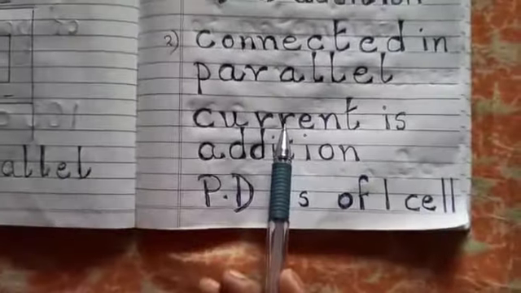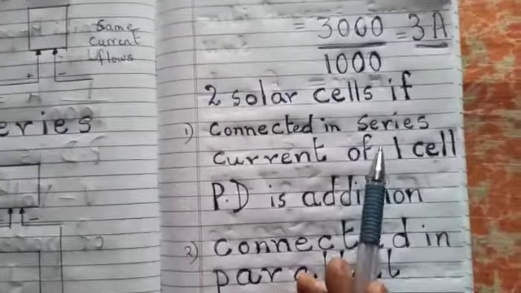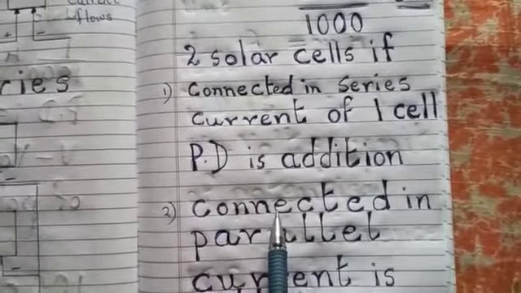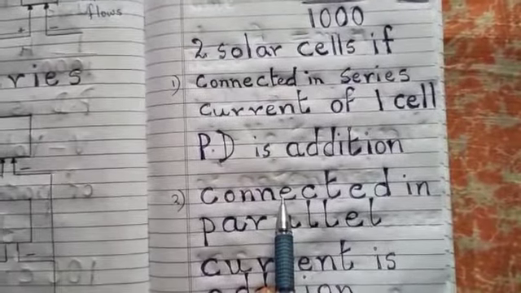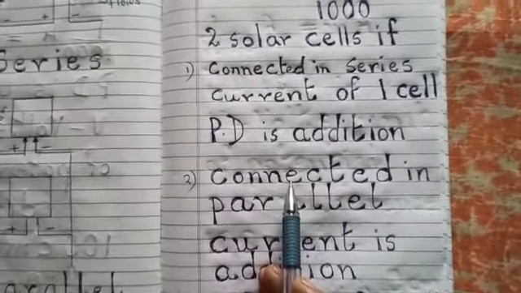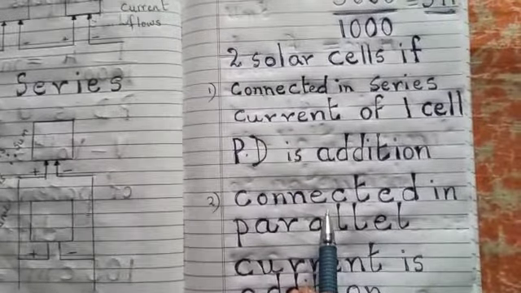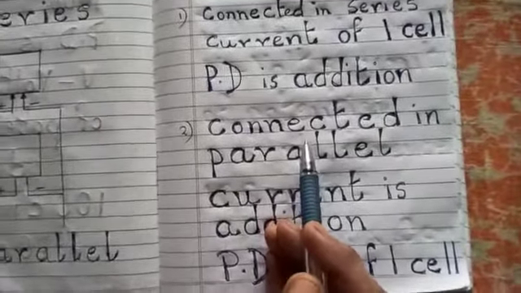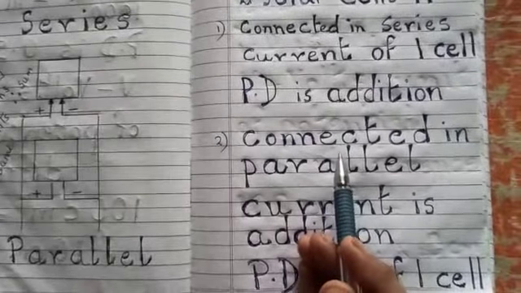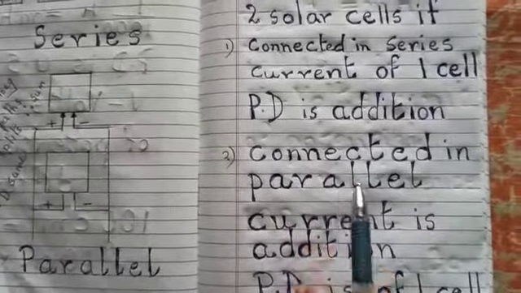Now when we connect the solar cells in series, the potential difference obtained from this combination is the addition of the potential difference of individual solar cells. However, the current generated from this combination is equal to the current from an individual cell. That is, when connected in series, current from each cell is not added.